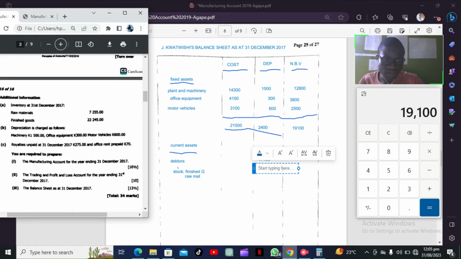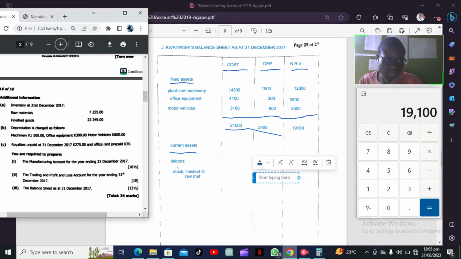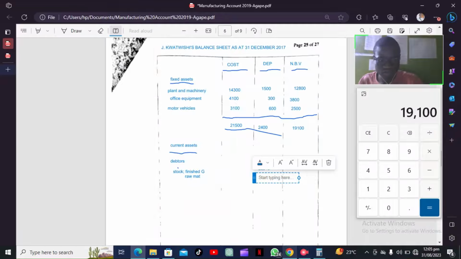So the closing stock for finished goods was 22,245. Yes. Then for raw materials, how much was it? So for raw materials, the closing stock was 7,255. Am I right? Yes. So that was the closing stock for raw materials and finished goods.